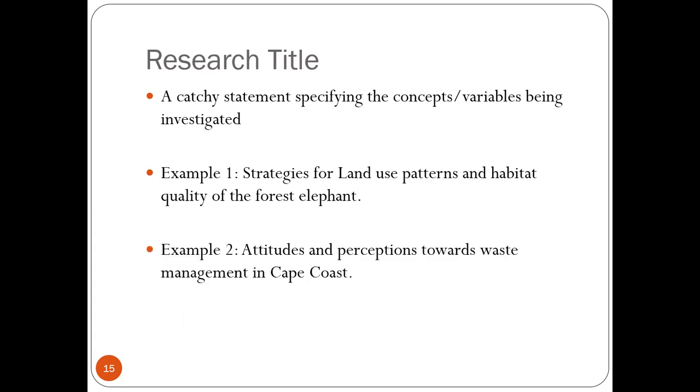We have another example: attitude and perception towards waste management in Cape Coast. Here it has even gone further to give us the context, the geographical area, the scope. Your research title must have the scope. We have variables like attitude and perception towards waste management. So the person wants to look at how attitude and perception influence waste management practice in Cape Coast. There are two things he can look at in relationship, to see whether attitude can influence waste management practice in Cape Coast. He has given the context, Cape Coast, so the scope and limitation of the study is already defined.